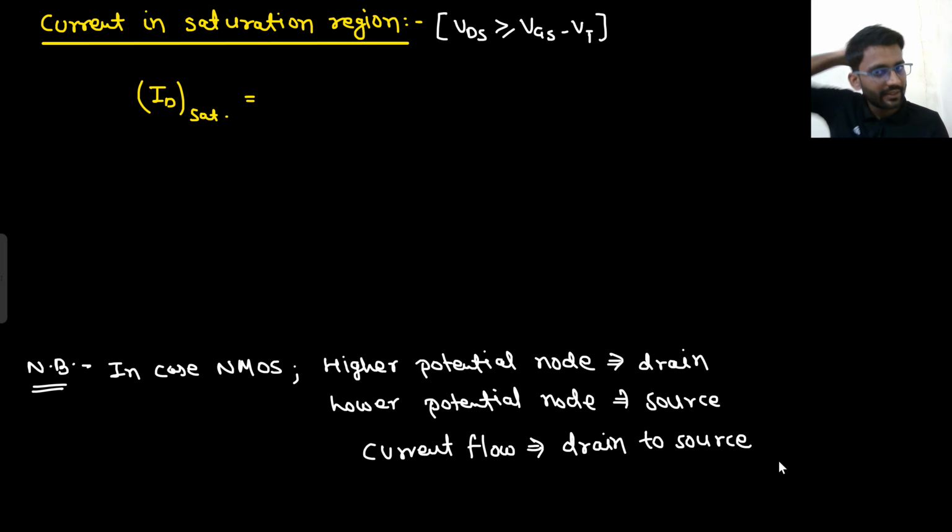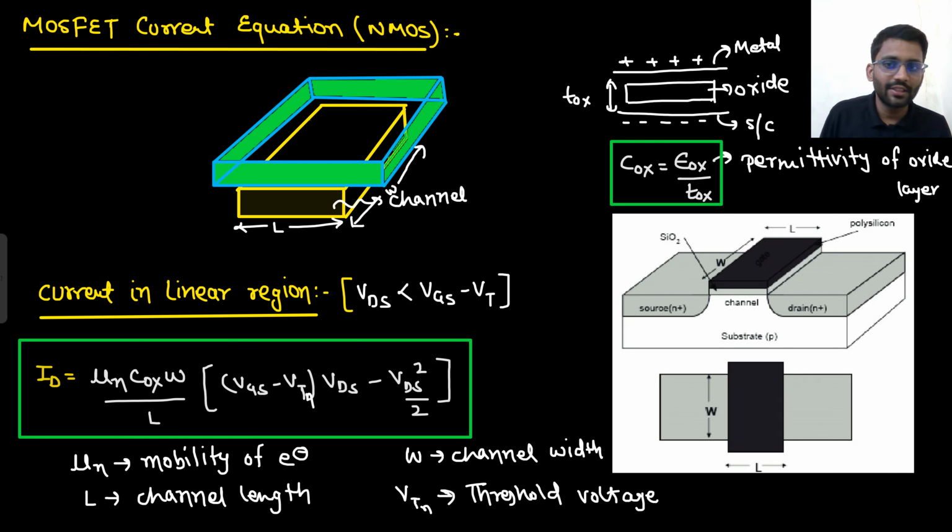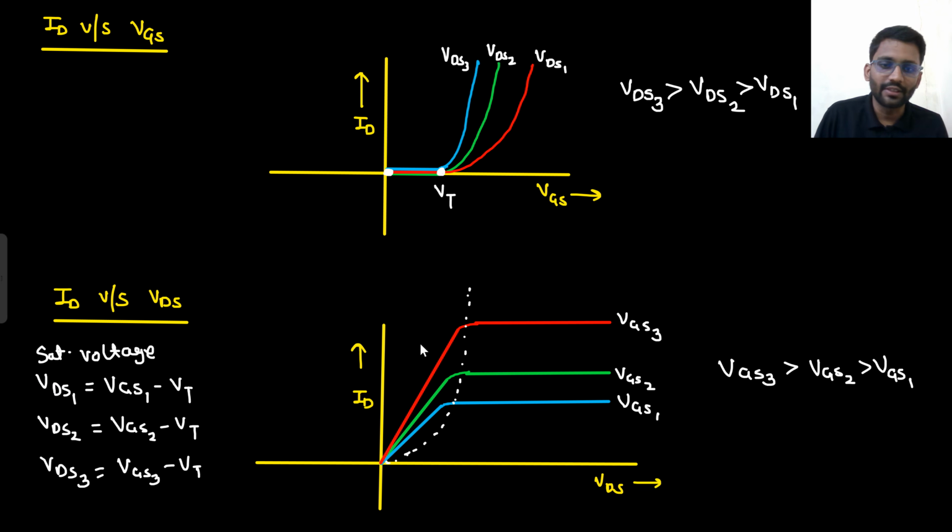Now I will write the current in the saturation region. Tell me one thing: whatever the current is here, the same current will be here, right? The current is constant. So what current will be there at this region? Previously it was following the linear manner. Suddenly it has changed. Suddenly it is saturated.